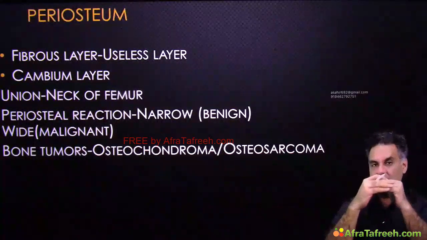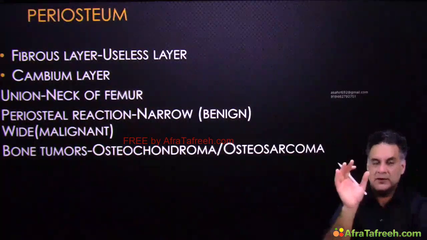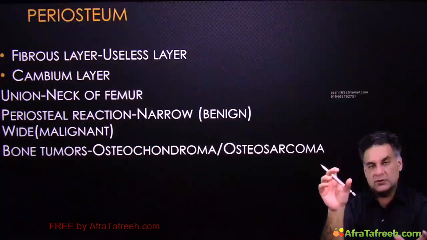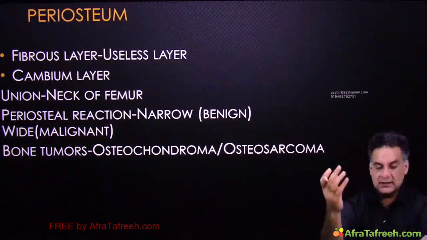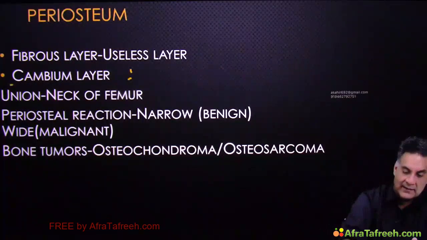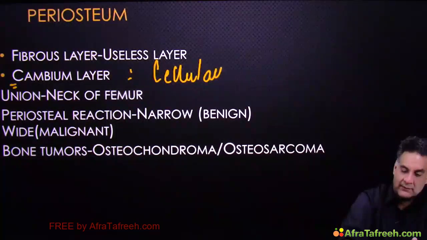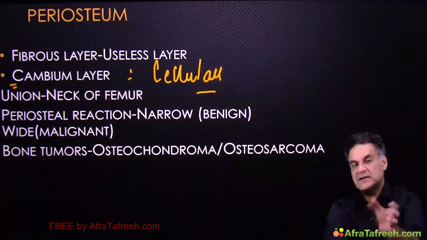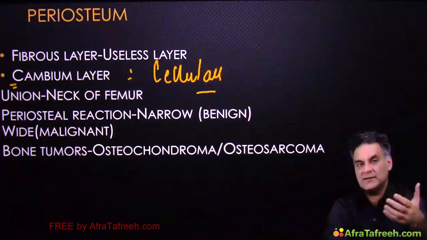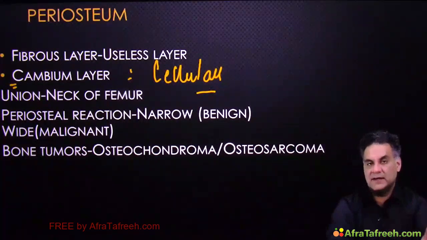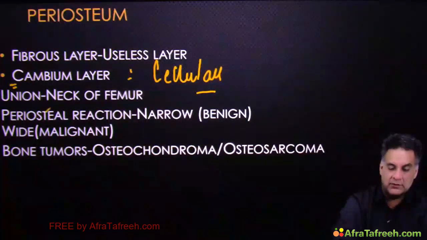Every bone has a covering called periosteum. Periosteum has a fibrous layer which only holds it. But the functional layer, the cellular layer, is the cambium layer. C for cambium, C for cellular. Whenever a bone fractures, the cellular layer produces cells and nutrients for it to unite. If this layer is weak, then the bone will not unite.